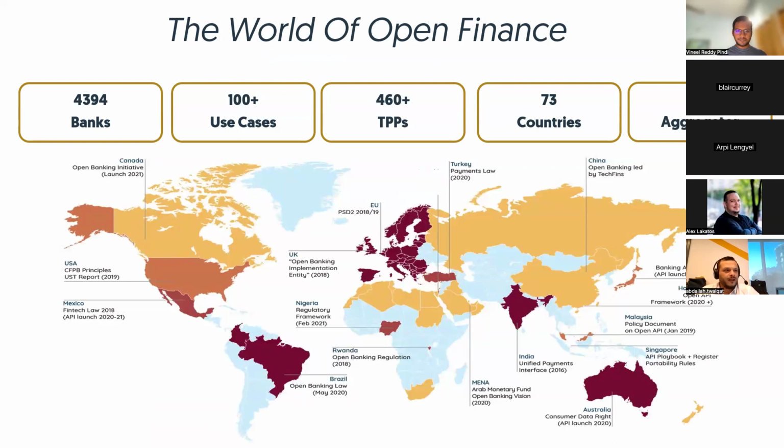The world of open finance: this is a little bit old, it's much higher nowadays, but based on the last time I checked, more than 4,300 banks have implemented open banking and open finance. We have more than 100 use cases and 460 TPPs, third-party providers. This is a little bit old; now it's much higher than that.